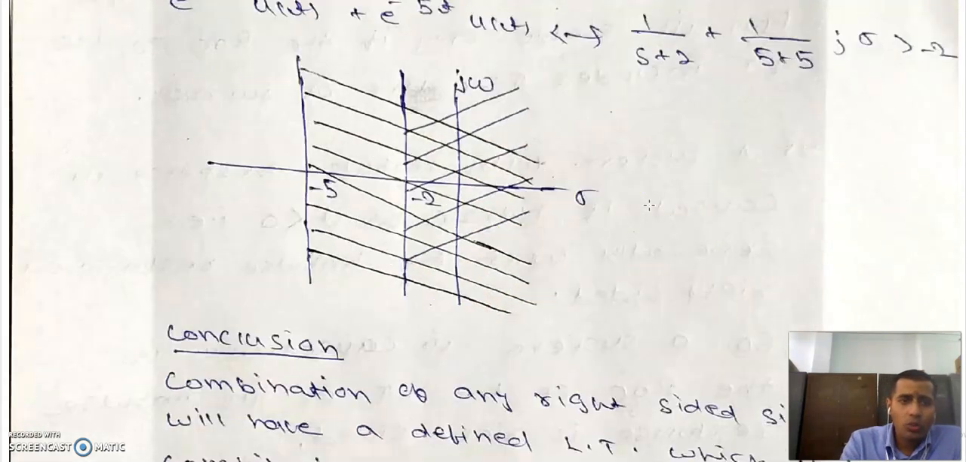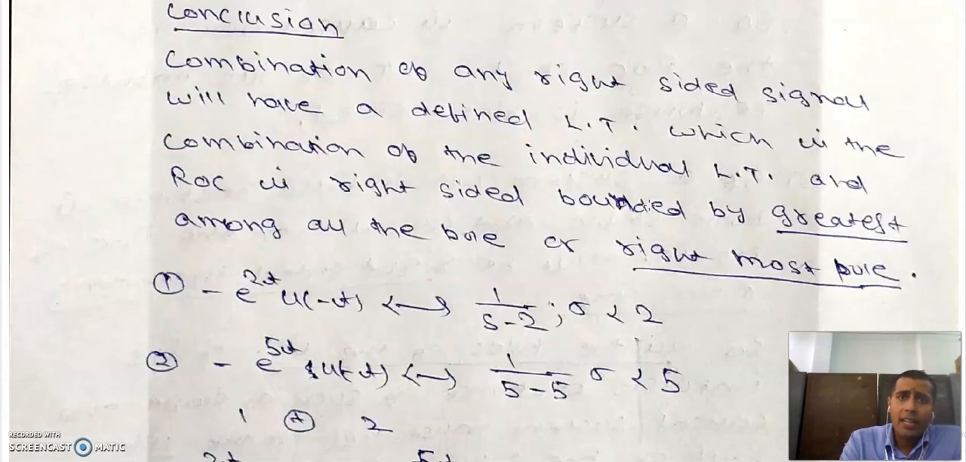So we can conclude that a combination of any right-sided signals will have a defined Laplace transform, which is the combination of the individual Laplace transforms, and the ROC is right-sided, bounded by the greatest among all the poles, or the rightmost pole. Okay, for a combination of two right-sided signals, the ROC will be to the right of the rightmost pole.